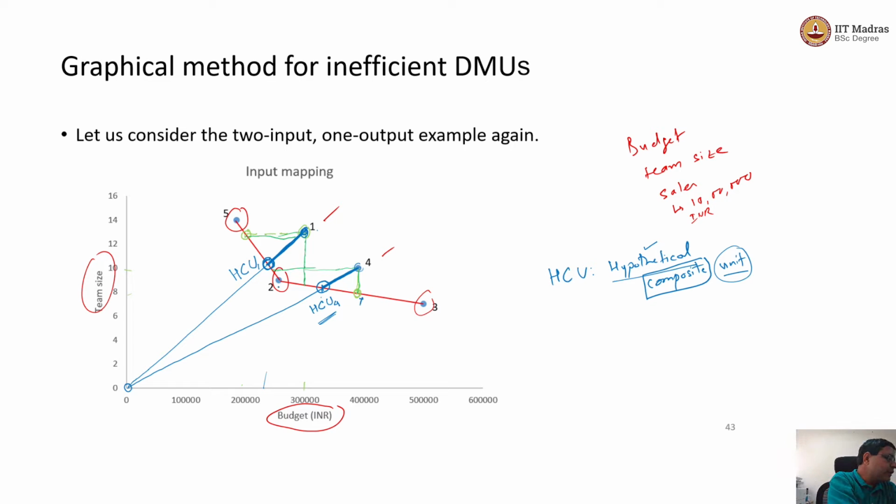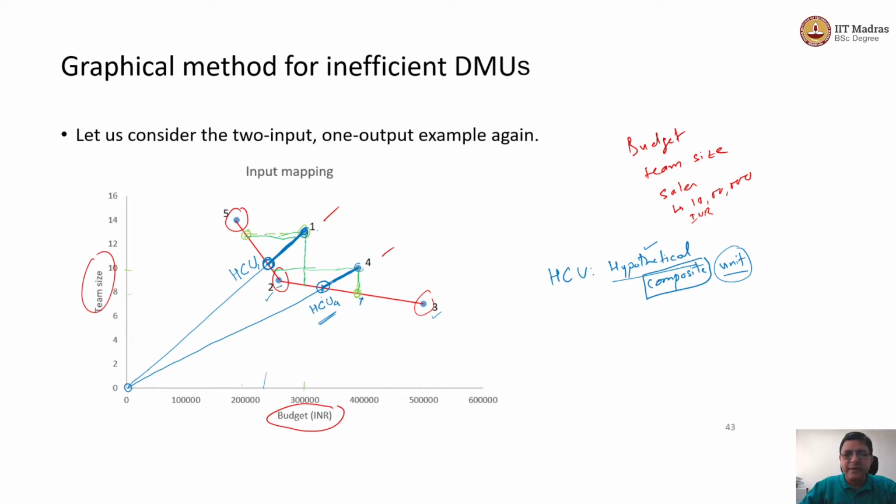Similarly, you know the coordinates of 2, because for DMU2, you know how much budget has been allocated and how much team size has been allocated. Similarly, you know the coordinates of 3. Therefore, the line joining 2 and 3 is this red segment.